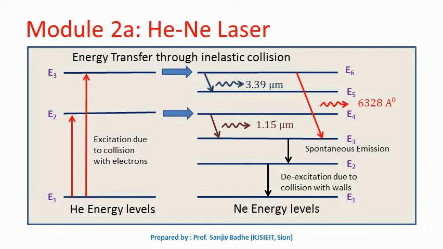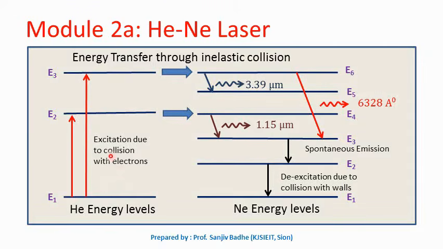Let us try to understand the working of the helium neon laser based on the energy level diagram. These are the energy levels of helium atoms and these are the energy levels of neon atoms. We have seen that energy level E2 of helium atoms coincides with energy level E4 of neon atoms, and E3 of helium atoms coincides with energy level E6 of neon atoms. The first step in the laser system will be the absorption.